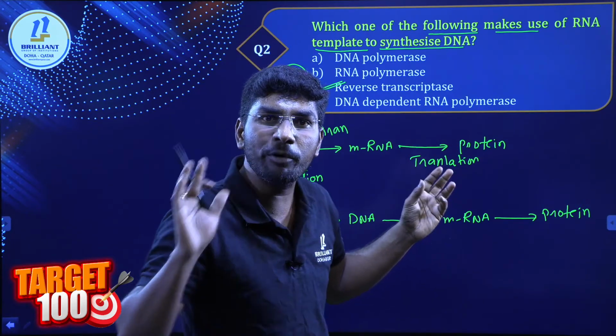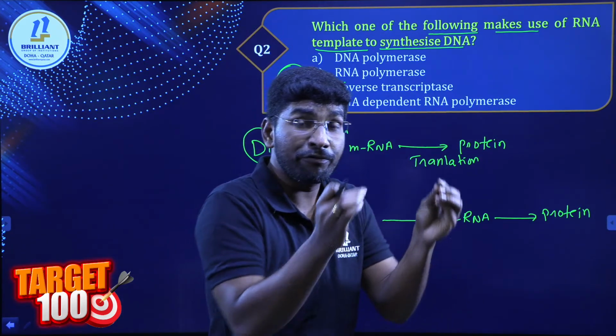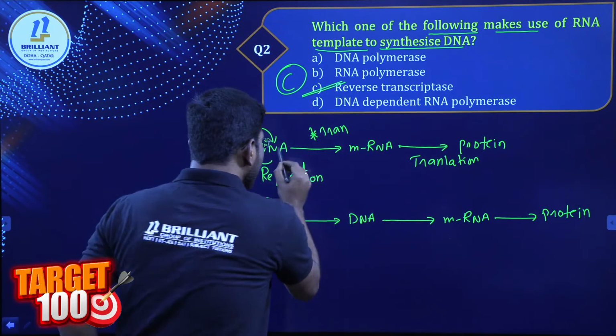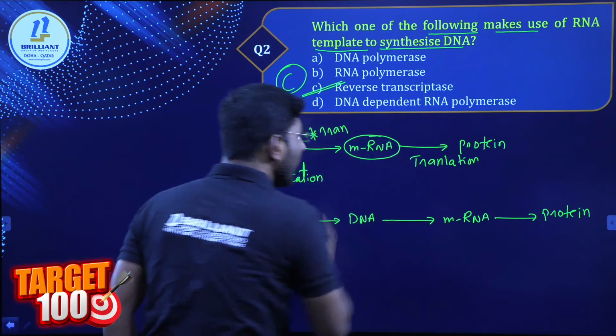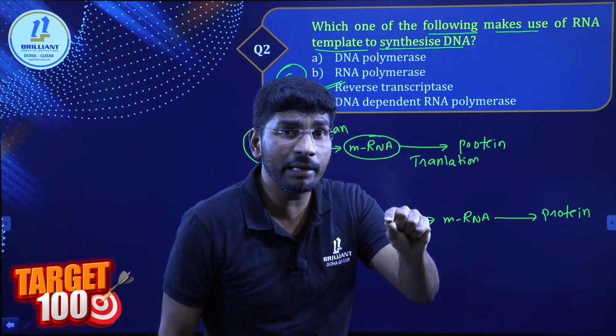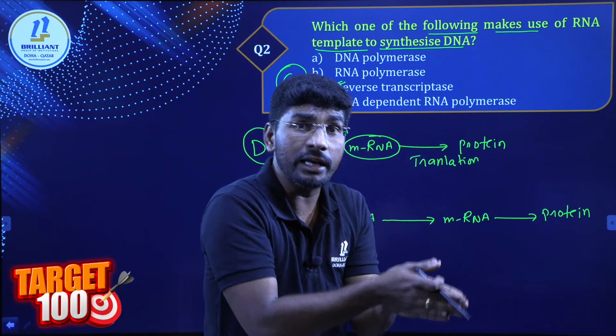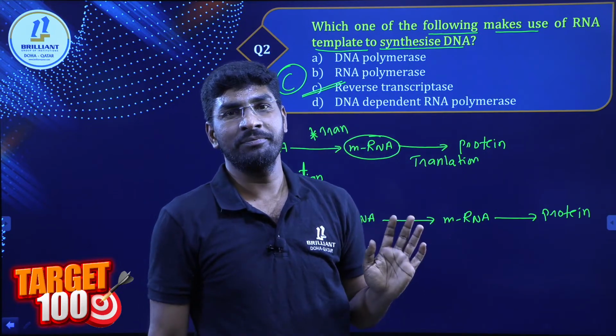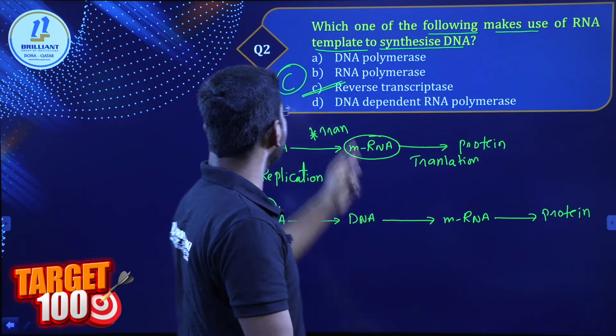RNA dependent DNA polymerase. If from DNA, RNA is forming, our answer is the enzyme DNA dependent RNA polymerase. From RNA, if DNA is forming, it is RNA dependent DNA polymerase enzyme. You understand my point?